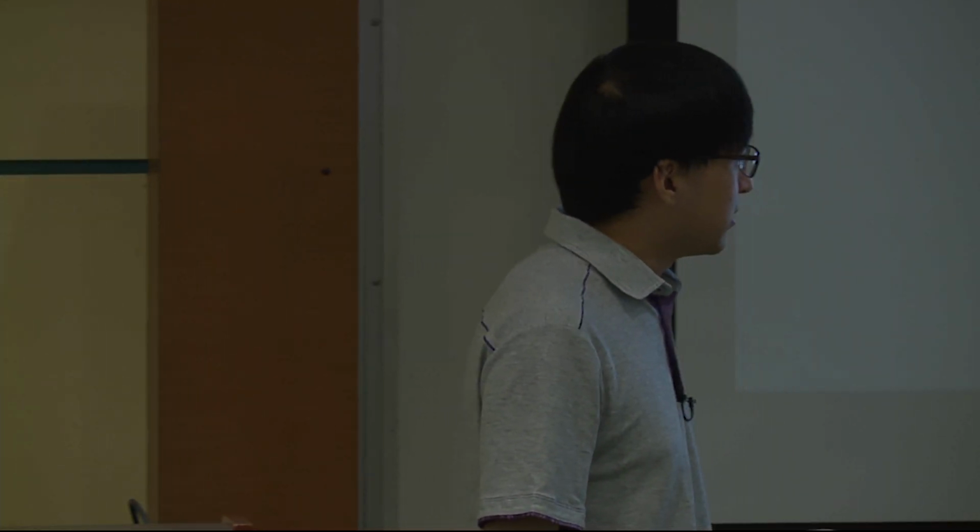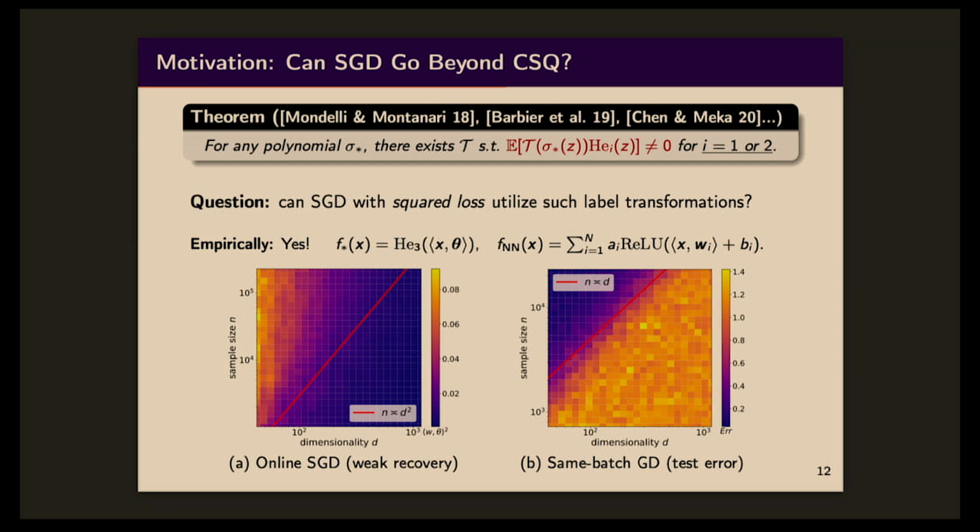Empirically, we have this verification. Here I'm plotting the performance of online SGD versus gradient descent on the same batch. The x-axis is the dimension, and the y-axis is the sample size. I'm learning a function that's a degree 3 Hermite polynomial, which has information exponent 3. So if your algorithm is CSQ, you will not be able to learn this using linear in d samples. Indeed, for online SGD, using n equals d squared samples, you don't even get weak recovery.